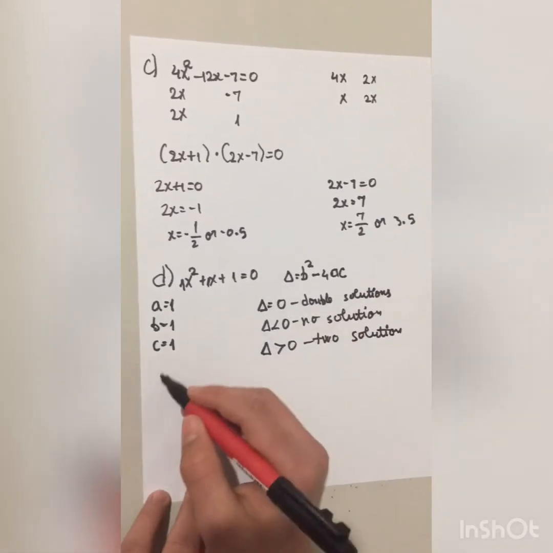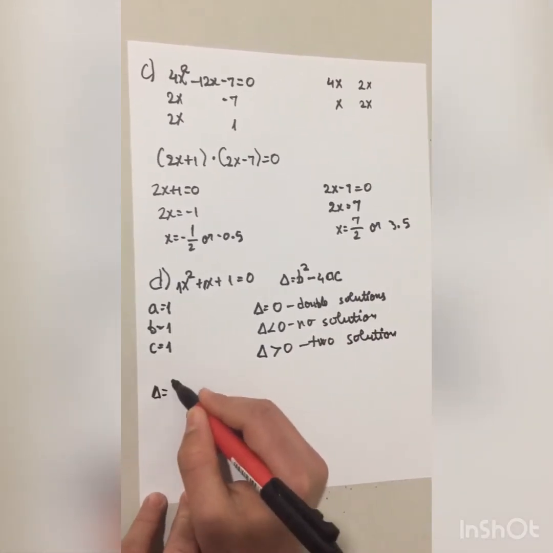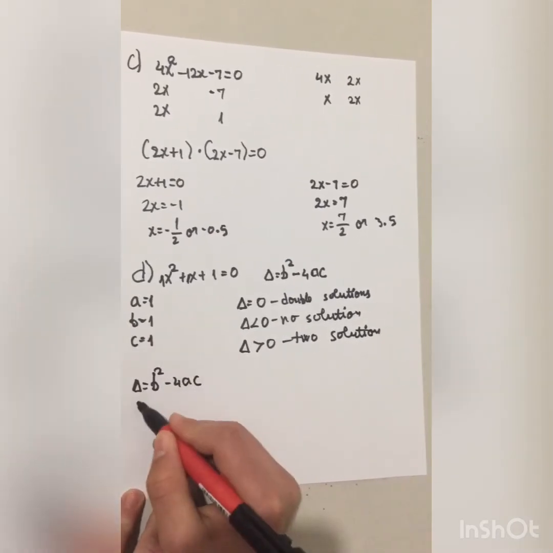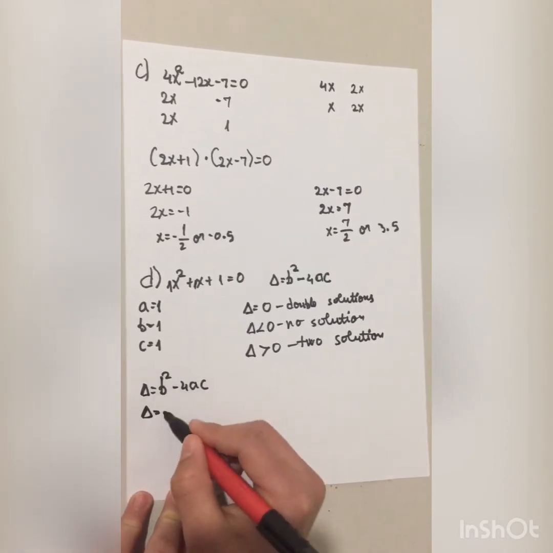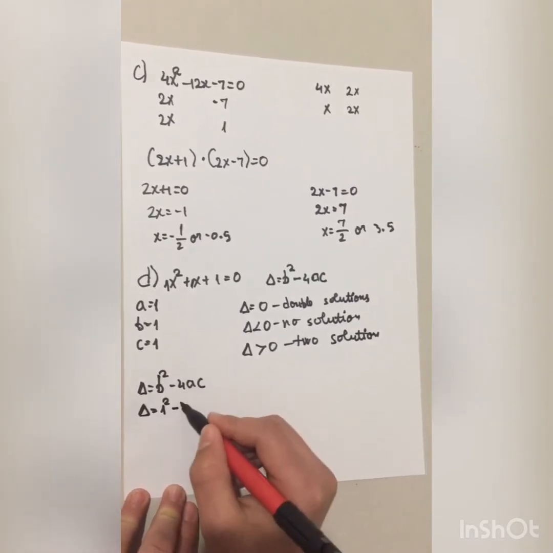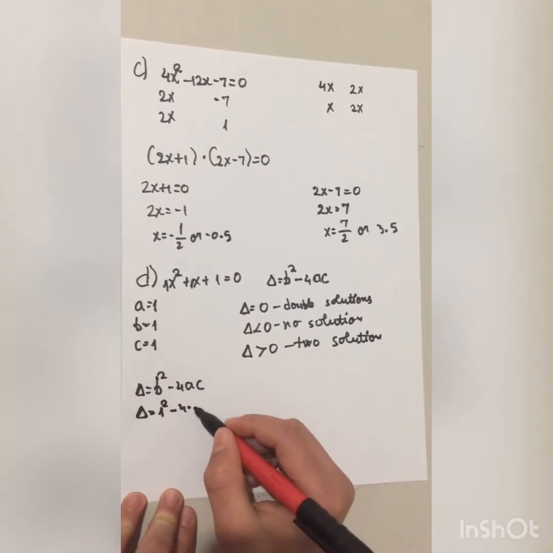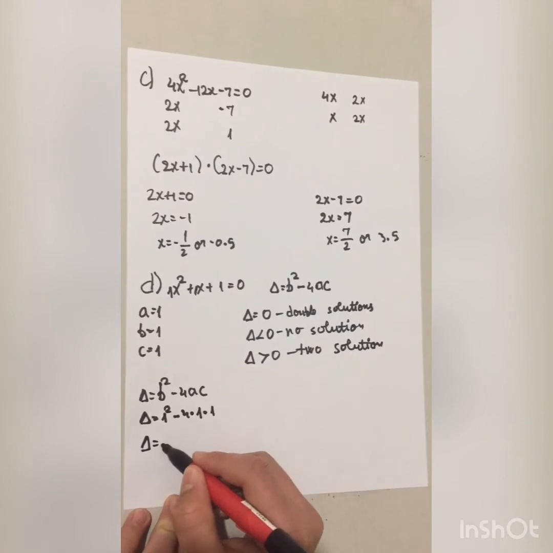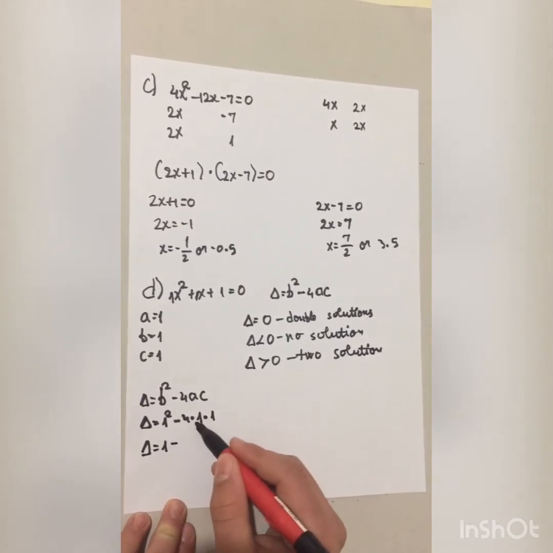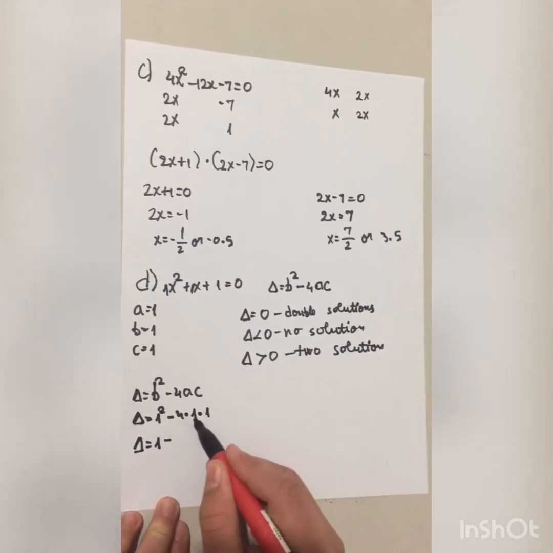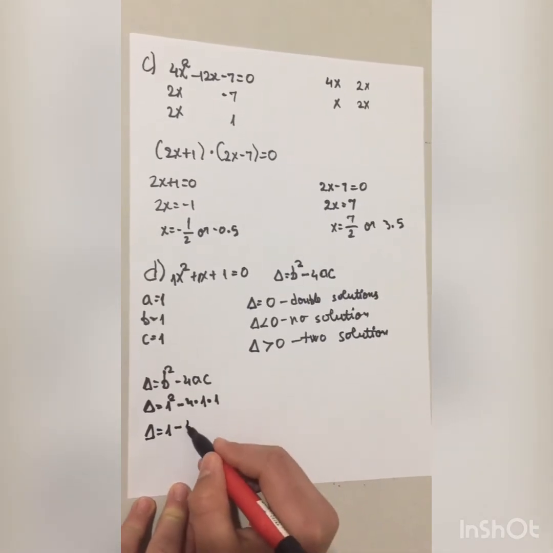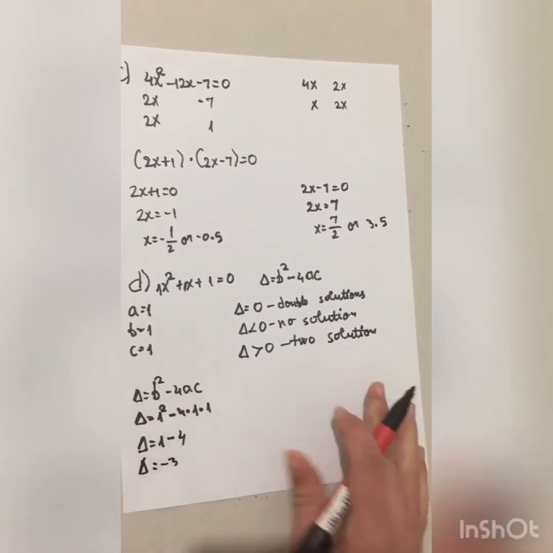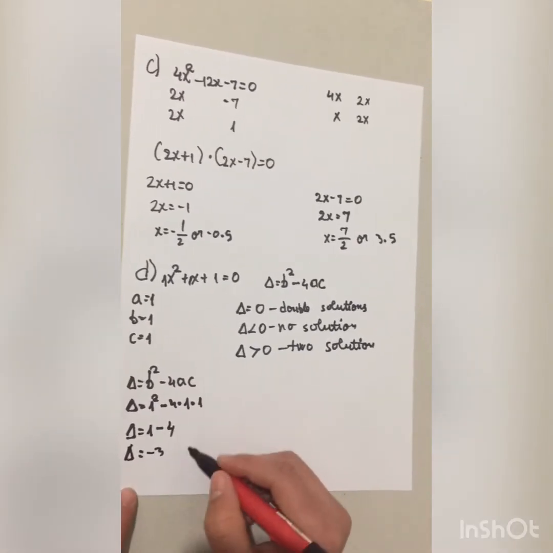Now we are going to apply the formula. Delta is equal to b squared minus 4ac. Delta is equal to 1 squared minus 4 times 1, and c is 1. Delta is equal to 1 minus 4 times 1, which is minus 4. Delta is equal to minus 3. So it has no solution.